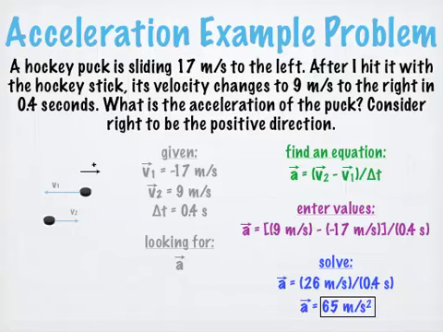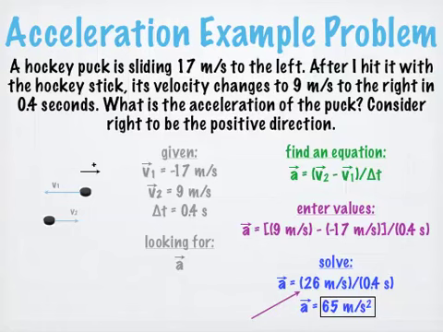This means that after the puck was hit by the hockey stick, its velocity changed by 65 meters per second each second. We only looked at a time interval of 0.4 seconds though, so we only saw a change in velocity of 26 meters per second.